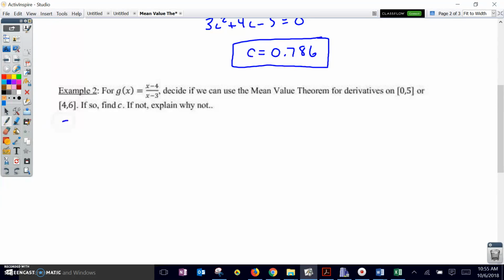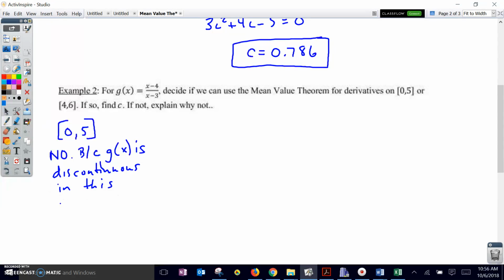So let's start with the interval 0 to 5. Can we use the mean value theorem on this interval? And we cannot, because g of x is discontinuous in this interval at x equals 3. Why is it discontinuous at 3? Well, because the value of x equals 3 makes the denominator equal to 0, therefore it's discontinuous there. So we cannot apply the mean value theorem for derivatives in that interval.